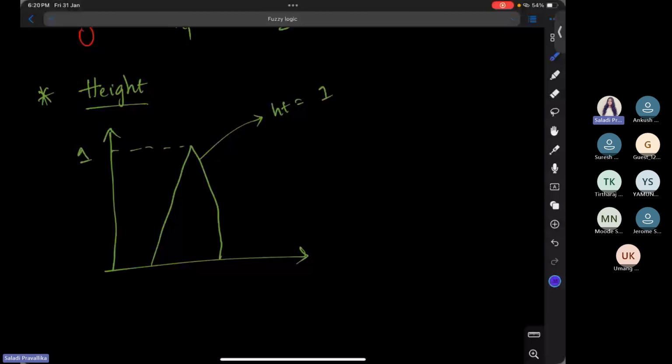So in the previous graphs, all the 3 graphs, the green color graph is a normal fuzzy set, whereas the yellow and the violet ones are subnormal fuzzy sets. That is the height and the subnormal fuzzy sets. Okay. So what is the next one? We have discussed height, we have discussed subnormality as well. So let's look at normality.